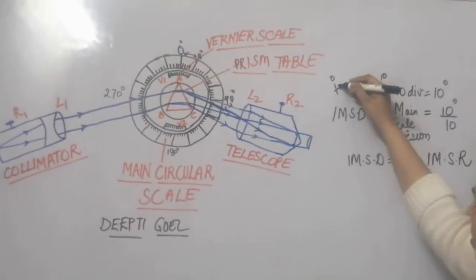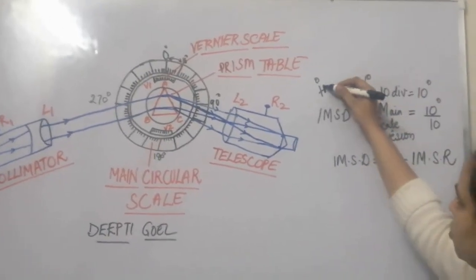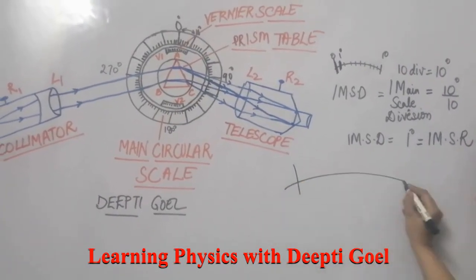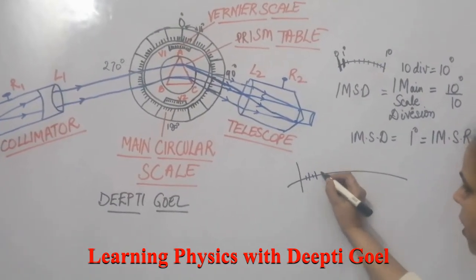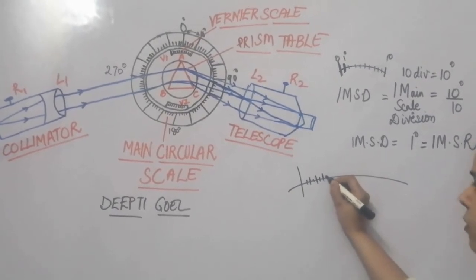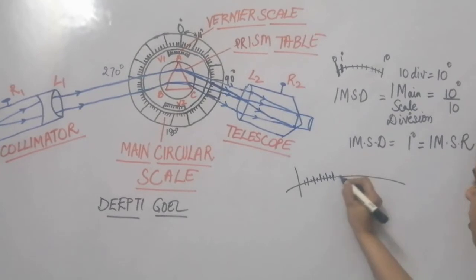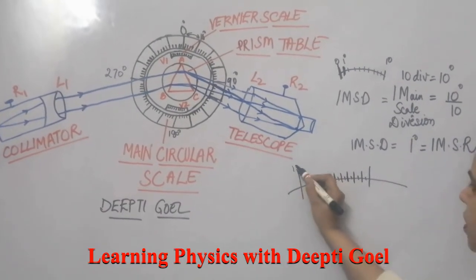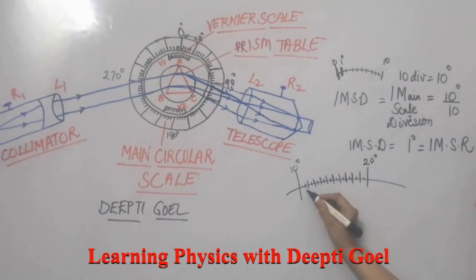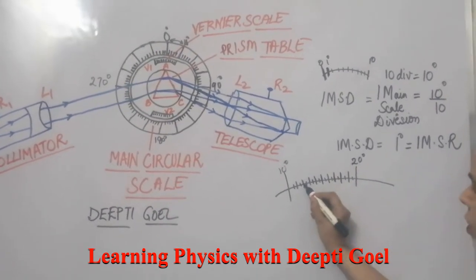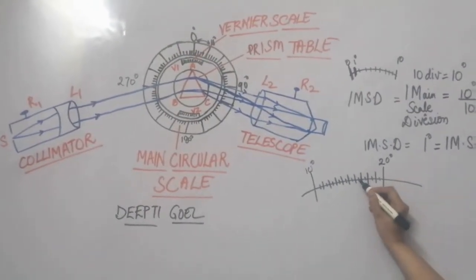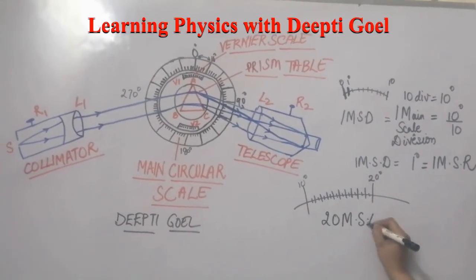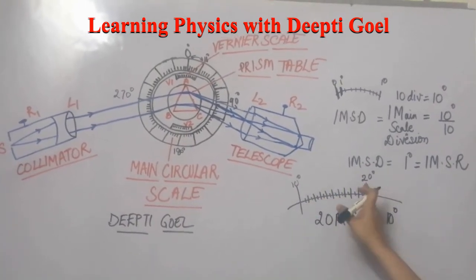One small scale division is equal to how much? This one small division is equal to 1 degree. So for 20 divisions, what will there be? There will be one small, then big, then small, then big, such that there are 20 divisions. If this is 10 degree and this is 20 degree and there are 20 divisions, you can count 1, 2, 3, 4, 5, 6, 7, 8, 9, 10, 11, 12, 13, 14, 15, 16, 17, 18, 19, 20. So in this, 20 main scale divisions correspond to a difference of 10 degrees.